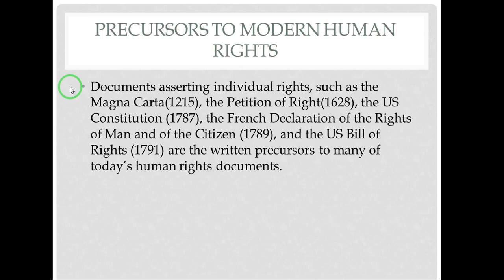So we have discussed the precursors to modern human rights, the most important documents like the Magna Carta 1215, the Petition of Right 1628, the US Constitution 1787, the French Declaration of the Rights of Man and of the Citizen 1789, and the US Bill of Rights 1791.